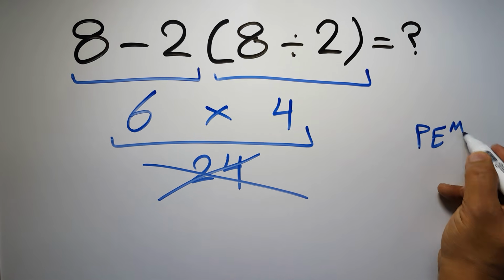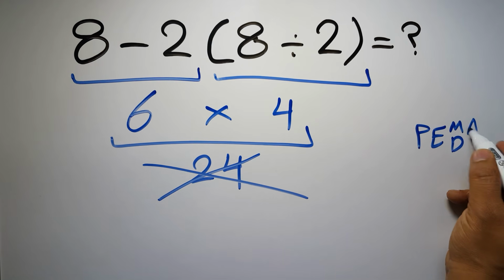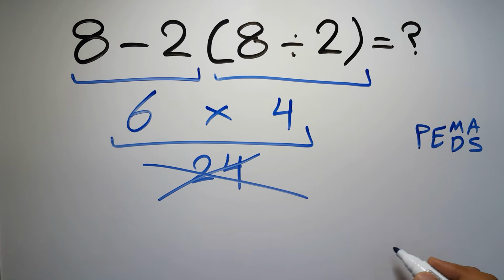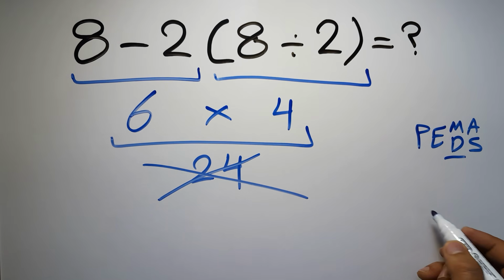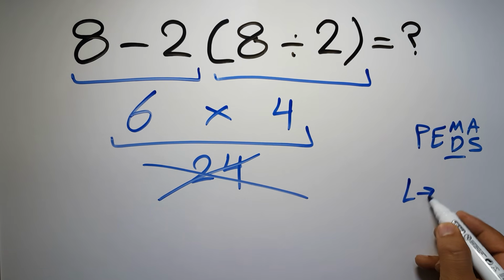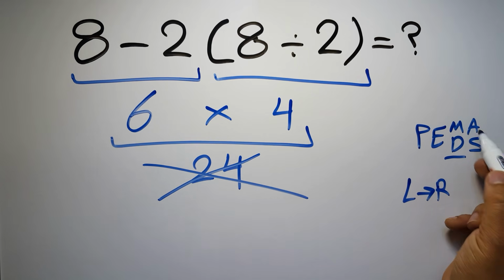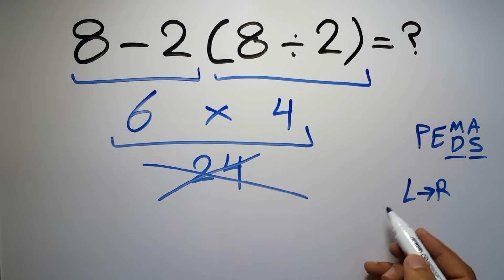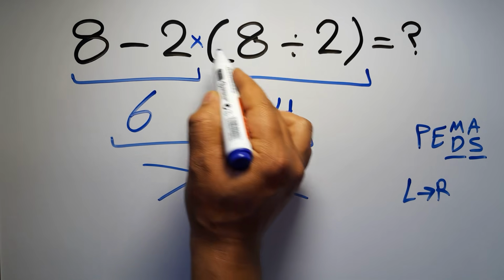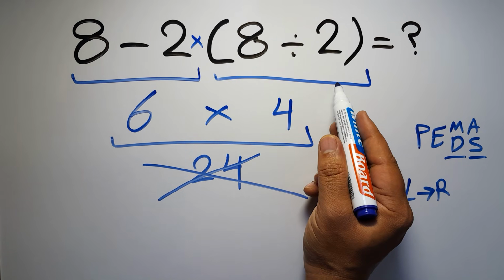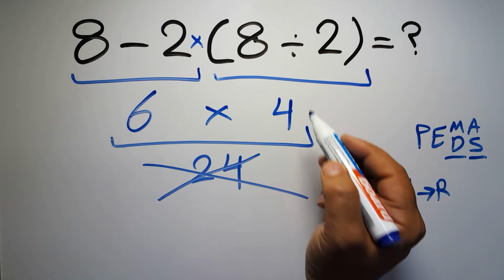exponents, then multiplication or division, and finally addition or subtraction. Remember that multiplication and division have equal priority and we have to work from left to right. And the same applies to addition and subtraction. In this expression, we have one subtraction, one multiplication, and one parenthesis. Inside this parenthesis, we have one division.